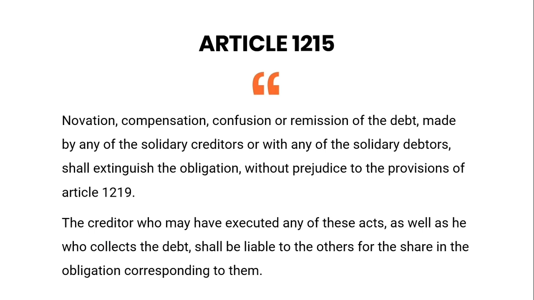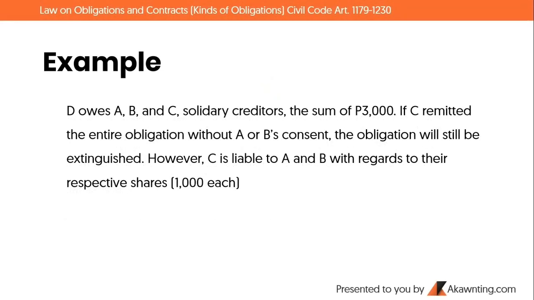12.15. Novation, compensation, confusion, or remission of the debt made by any of the solidarity creditors or with any of the solidarity debtors shall extinguish the obligation without prejudice to the provisions of Article 12.19. The creditor who may have executed any of these as well as he who collects the debt shall be liable to the other for the share in the obligation corresponding to them. Okay, example, D owes A, B, and C.